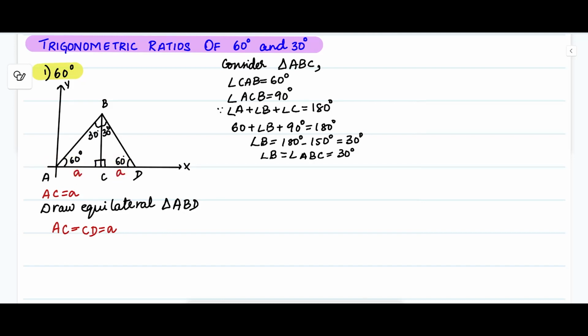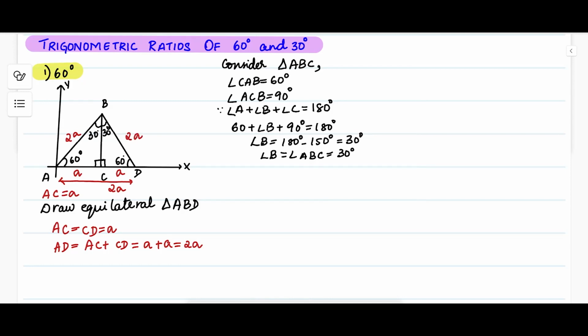So now we can say that this side AD is equal to side AC plus side CD. So AC plus CD is making AD. So the value of AC is A plus CD. The length of CD is A. So we have 2A. So now the length of this side AD is equal to 2A. Since it is an equilateral triangle, we can say that AD is equal to AB, which is equal to BD. These sides will also have the length 2A. So we can write here the length of AB is 2A and the length of BD is 2A.